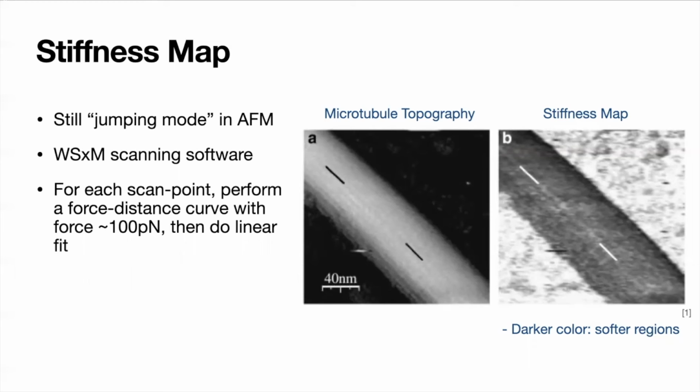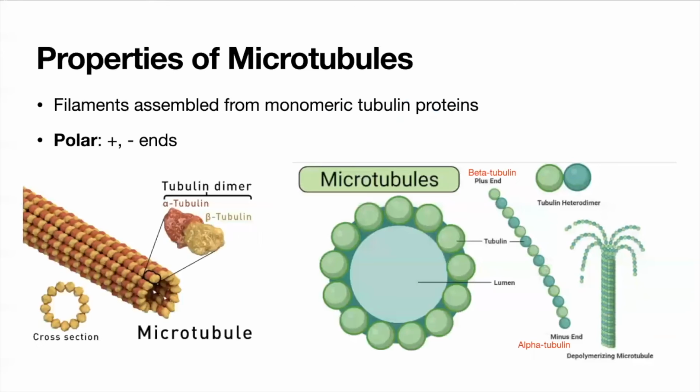We can see in the right figure, the darker color represents the softer regions. We can see that the microtubules are clearly softer than the background, and the stiffness is almost homogeneous over the surface, except on the boundaries. The boundary is darker, meaning that the sides are softer, and away from the boundary, the stiffness is pretty uniform. And yeah, it makes sense.